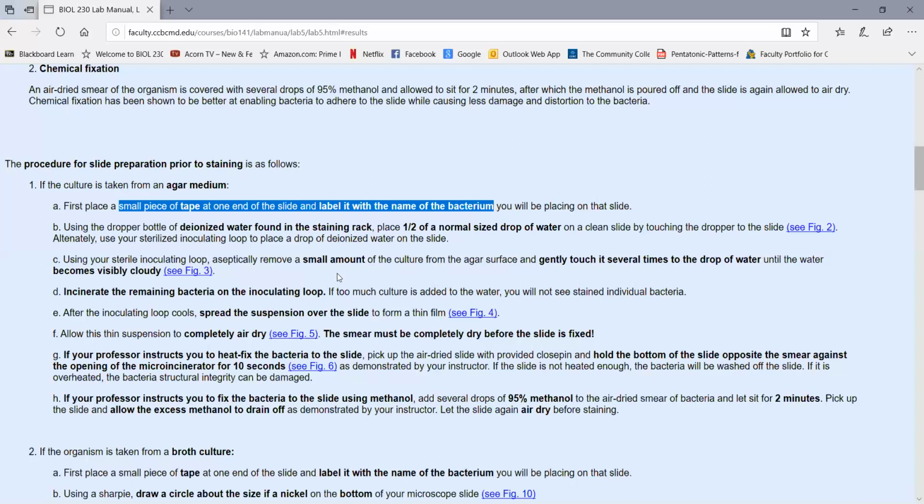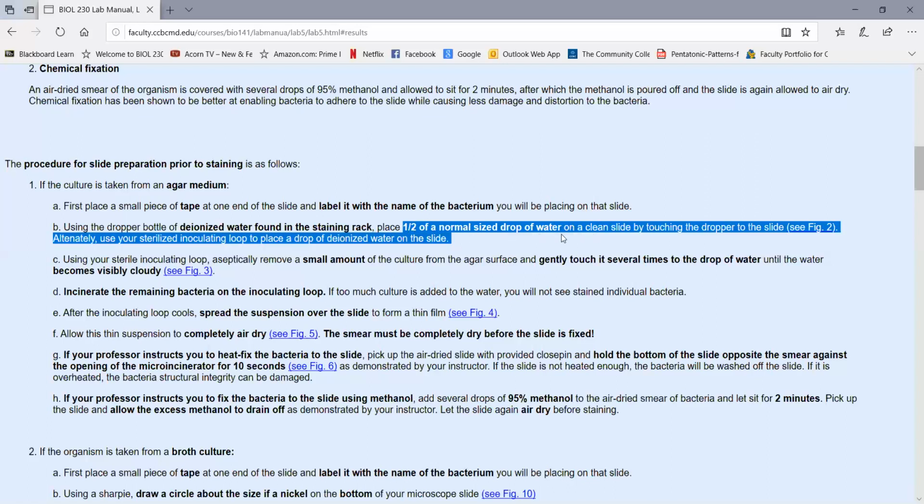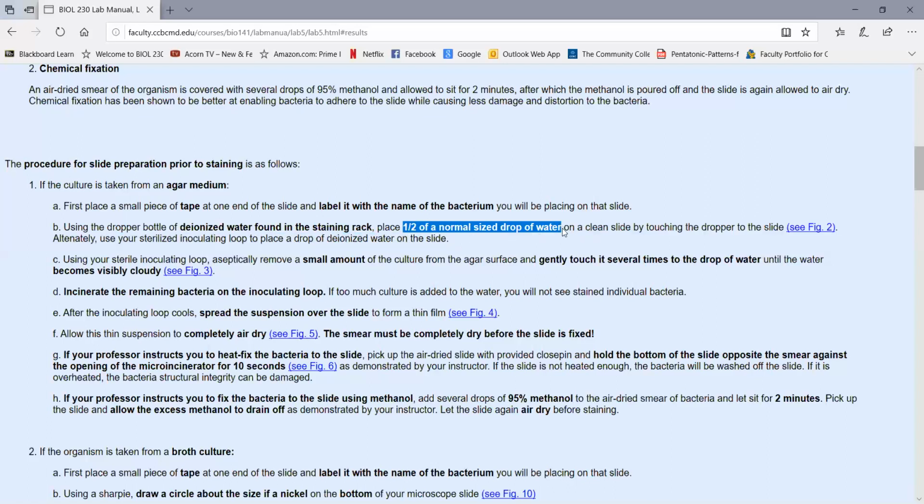Now, since the bacteria are growing en masse in colonies, we need to add a small drop of deionized water. And we have dropper bottles with that. I normally say half of a normal size drop, half of what would normally drop out if you let a drop fall out of the dropper bottle. Even a half is approaching a little large. A quarter might even be better.